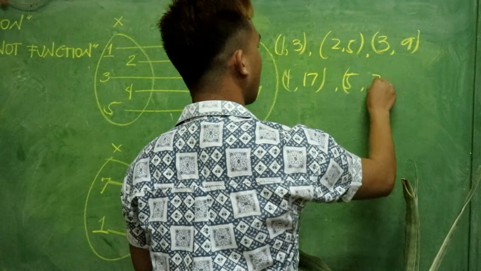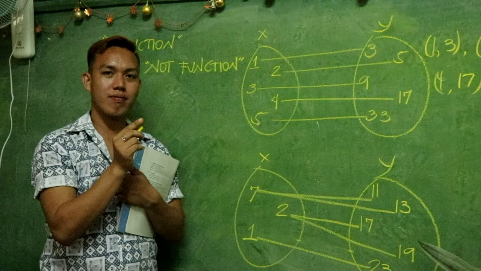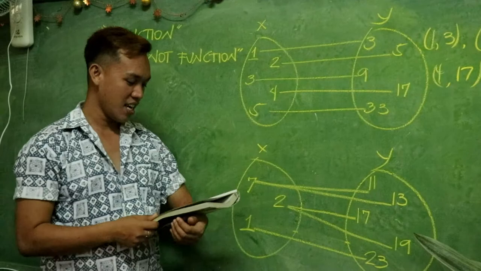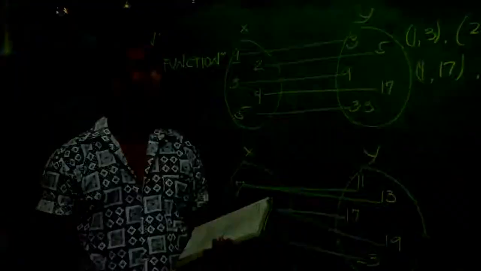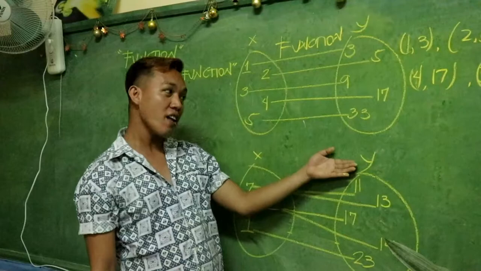Therefore, this expression is a function because the meaning of a function is a relation where each element in the domain is related to only one value in the range. In conclusion, it is a function because each x takes only one value of y.